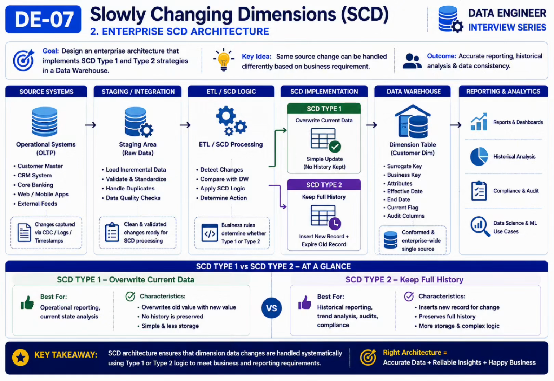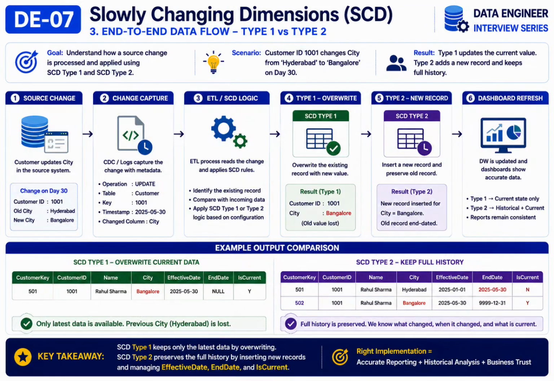So now let's follow one customer record from start to finish. So the customer ID 1001 changes the city from Hyderabad to Bangalore. The banking application saves this change. Then CDC captures the update and sends it to the ETL pipeline. The ETL process compares the incoming record with the existing dimension table. So at this point, the SCD logic begins.